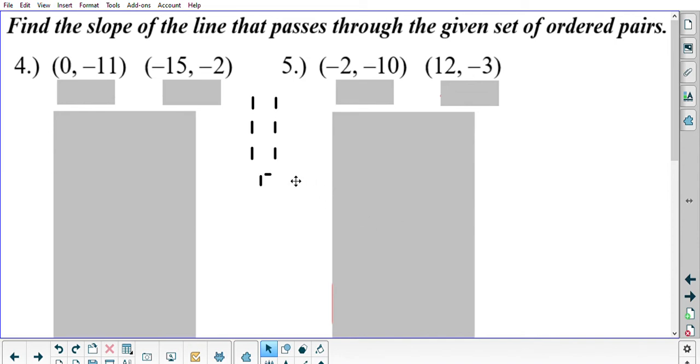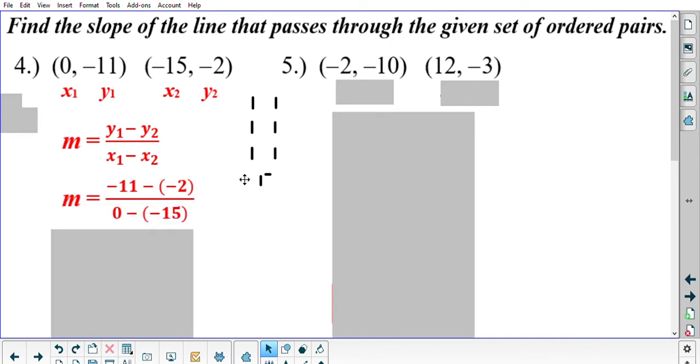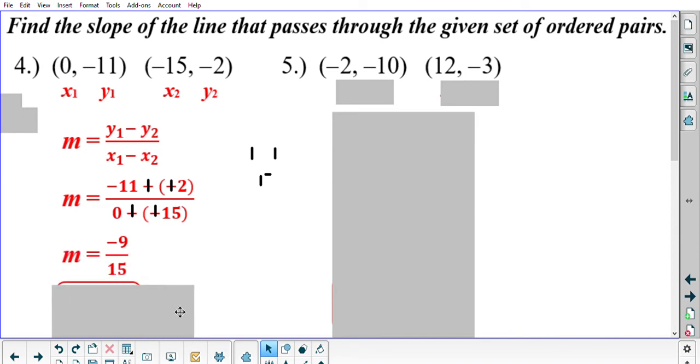All right, I hope you did that. 4, here's the labeling, here's the formula. Substitution step looks like this. Make subtraction, add in the opposite, and also here. That's going to give you negative 9 over positive 15. Both of these numbers are divisible by 3, reduces to negative 3/5.